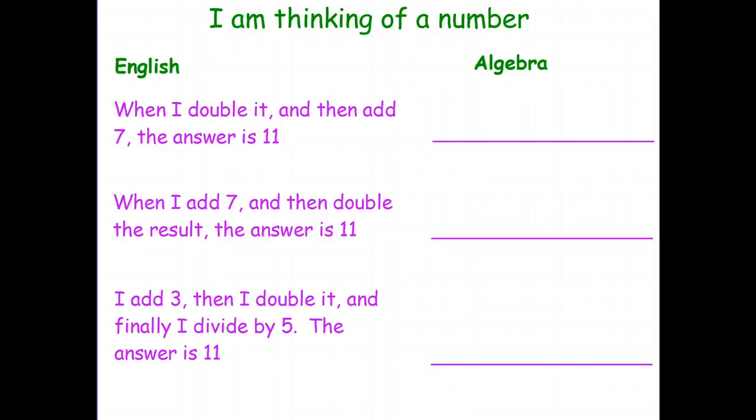Okay, stop the video and have a go at these slightly harder ones. Okay, let's see how you went on these. So I'm thinking of a number. Once again, I'm just going to use the letter n for that. When I double it and then add 7, the answer is 11. So if I double n, that's just 2 times n, and then add 7, the answer is 11.